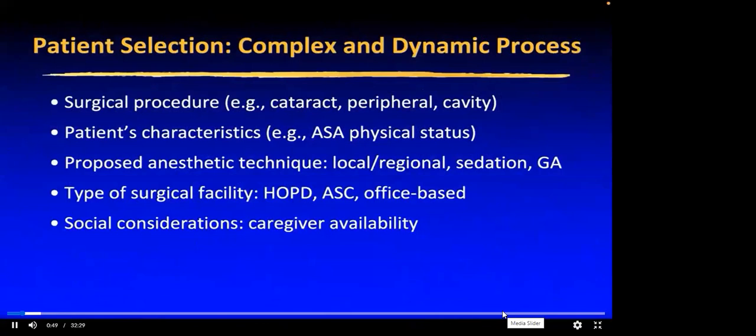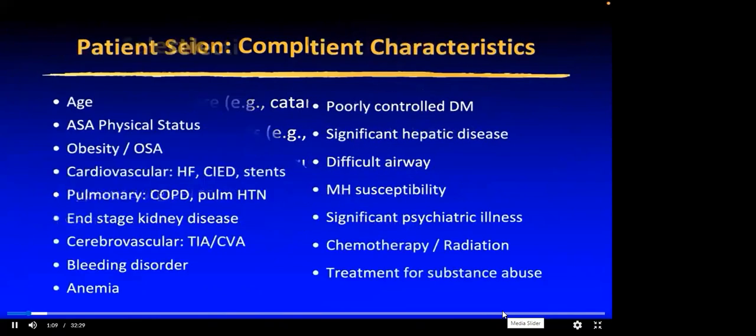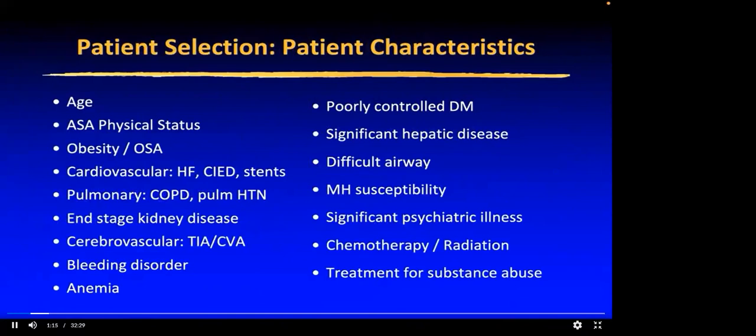Patient selection is a complex and dynamic process, and one needs to consider the type of surgical procedure, patient characteristics, proposed anesthetic technique, the type of surgical facility, and social considerations of the patient before determining appropriate patient selection. Patient characteristics are a major factor in determining suitability of a patient for ambulatory surgery in an ASC. I'm going to present certain select controversial aspects of patient characteristics in the interest of time. More details are provided in the review article.